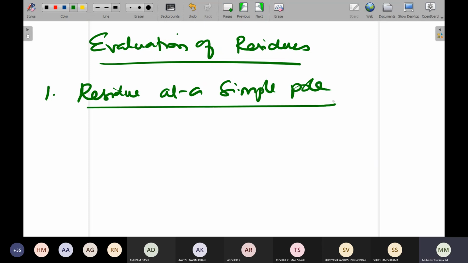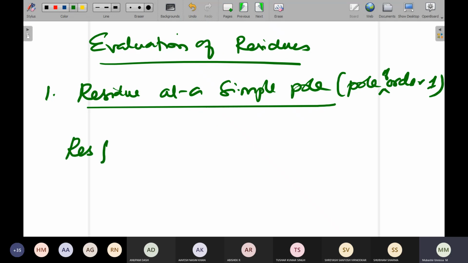What is a simple pole, ma'am? A pole of order 1. Okay, what is a simple pole? Pole of order 1. If you want, you can write down pole of order 1. Okay, that is your simple pole. Okay, what is the residue of the simple pole?